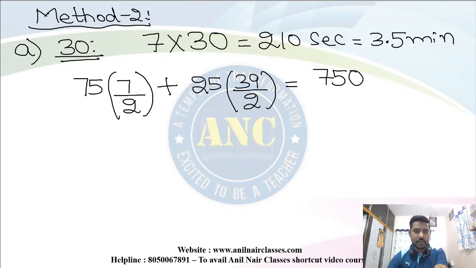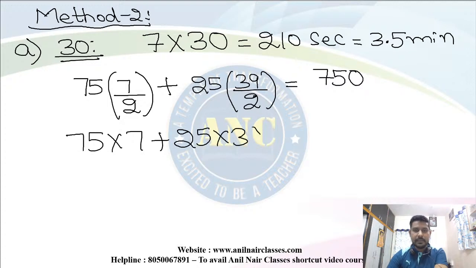If you want, check it out. With 2 in the denominator in both cases, cross multiply to the right-hand side: 75 × 7 plus 25 × 39 is equal to 750 × 2, which is 1500. Now, sir, do I need to multiply those two and find the answer? Absolutely not required. Just use the beautiful concept of digital sum.